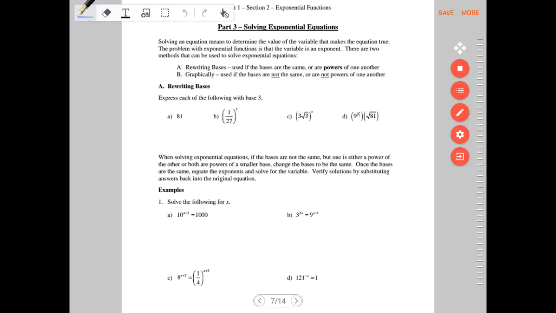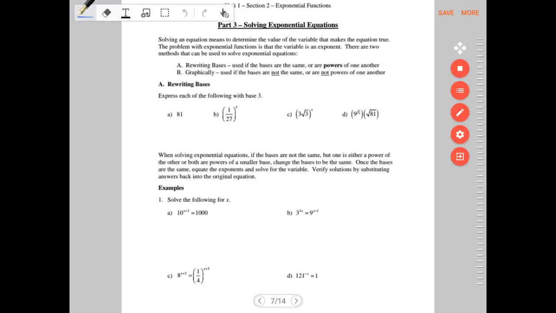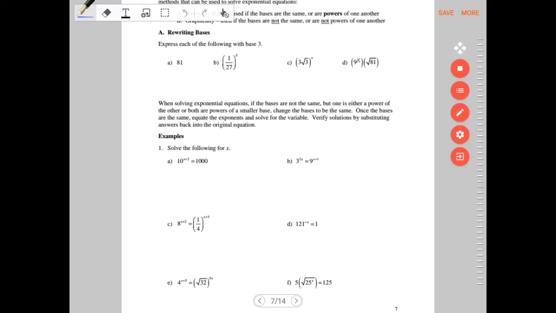If the bases are the same or are powers of one another, then you can rewrite the bases. Or if the bases are not the same or cannot be made into powers of one another, then you're going to solve graphically. Let's start with rewriting bases. Express each of the following with a base of 3.